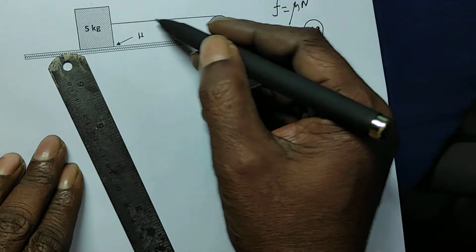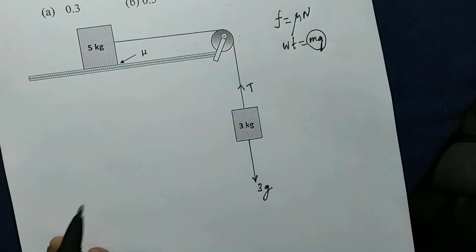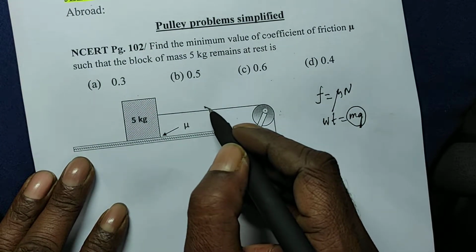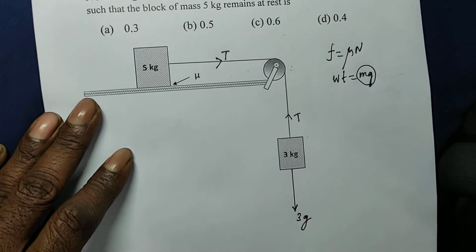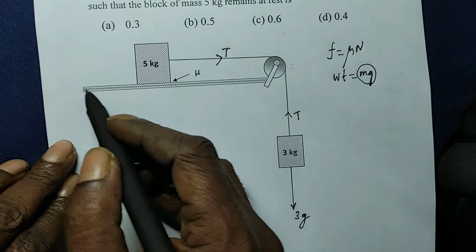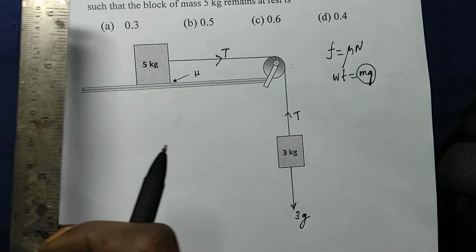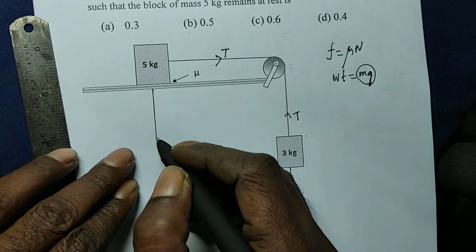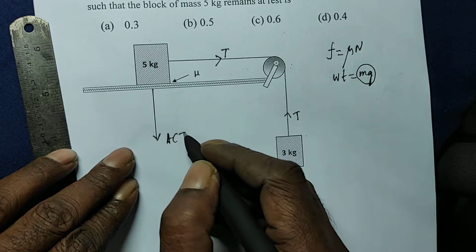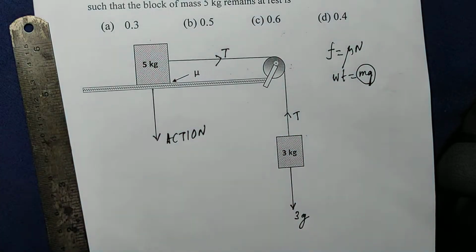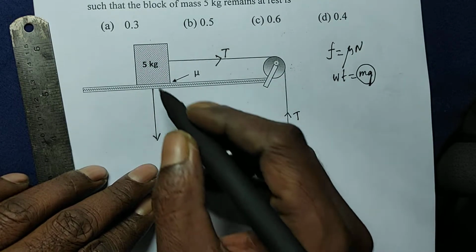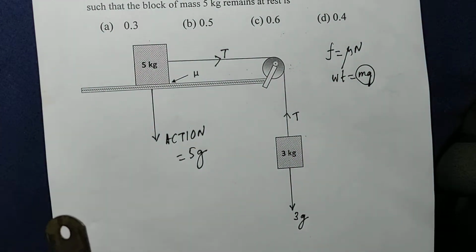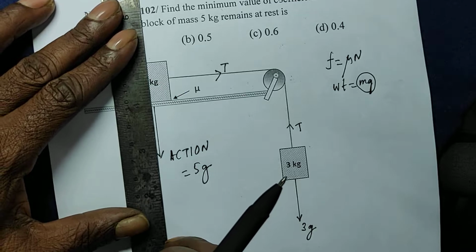Now it is the same string going over the pulley. So here in the string, the same tension for this mass will be to this side, let it be T. Now since the mass is kept on a horizontal surface, its action force will be vertically downward. Let me show it here, and this is your action force. And that will be how much? That will be equal to its weight, 5 times g.